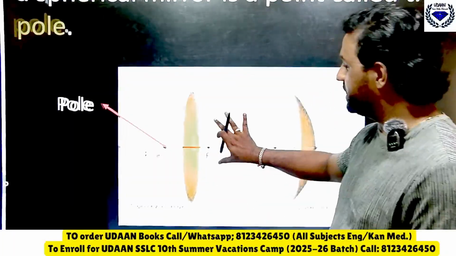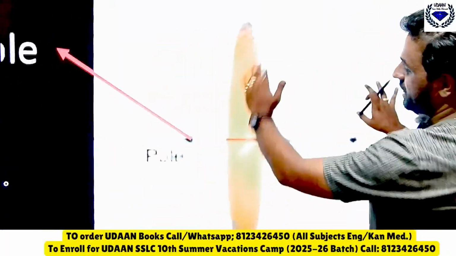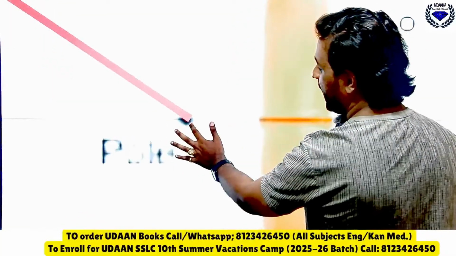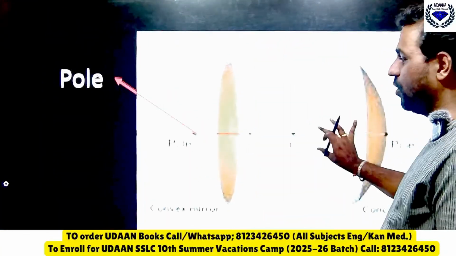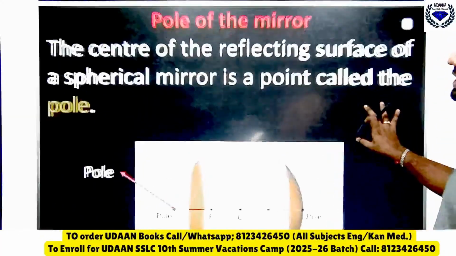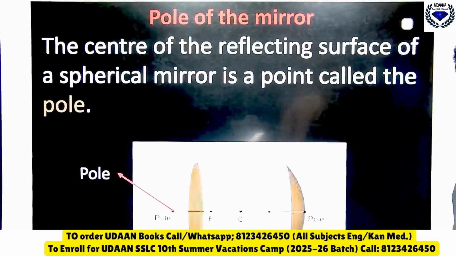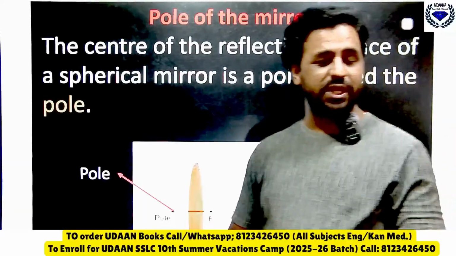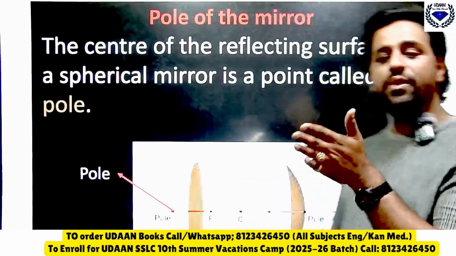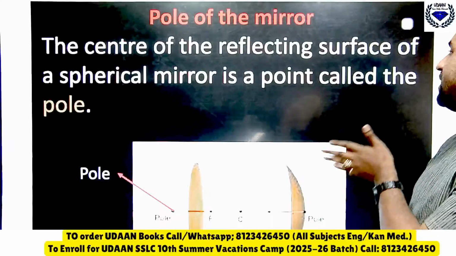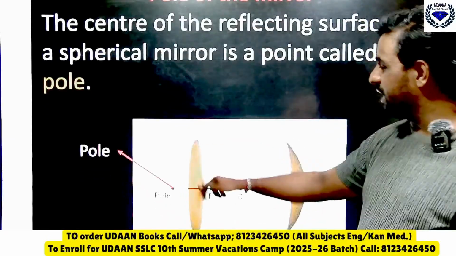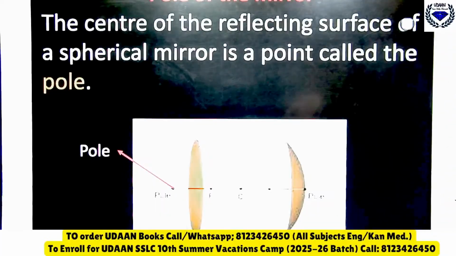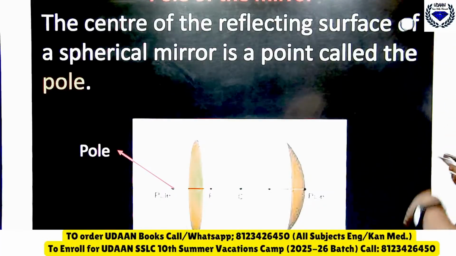Suppose this is a convex mirror, at the center you can see a black dot on the mirror, that we call the pole. So the pole, again a 1 mark question: the center of the reflecting surface of a spherical mirror is a point called the pole. Suppose I draw one here, you will get to know.